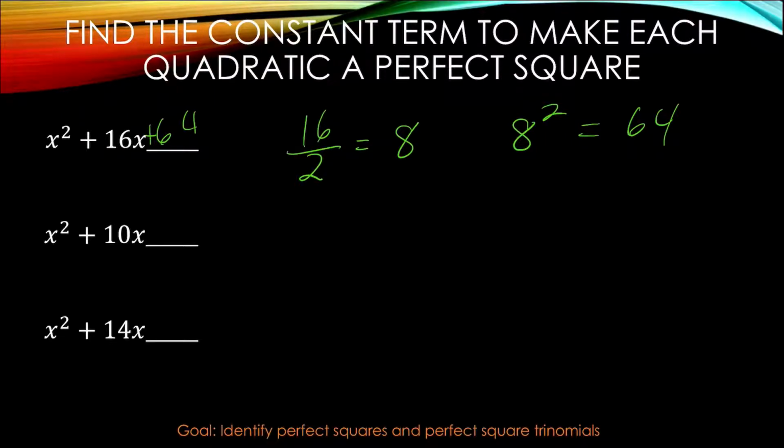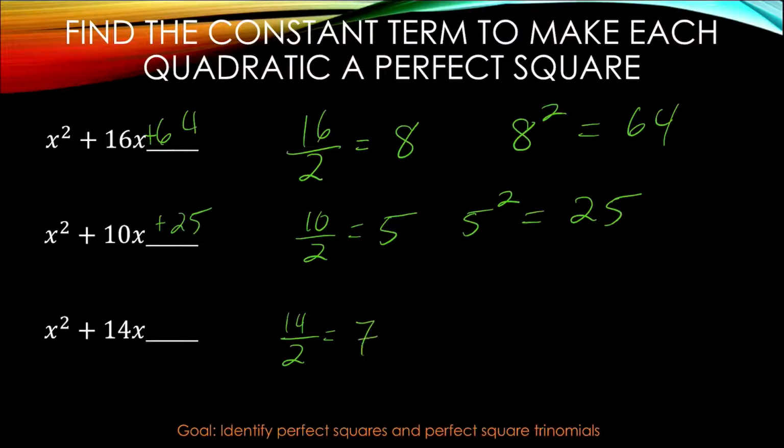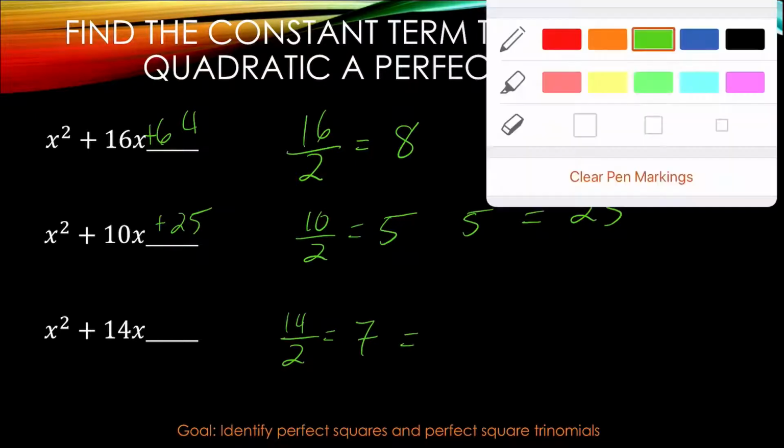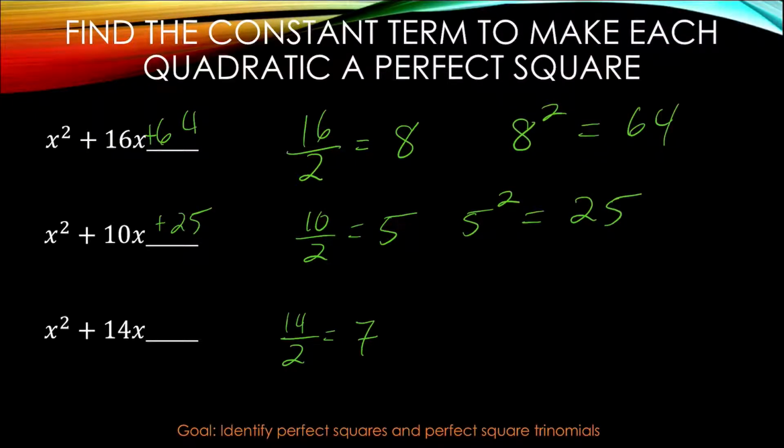Next, I would have plus 10. So 10 divided by 2 equals 5. 5 squared gives me 25. Okay, 14 divided by 2 is 7. We then take 7 squared, and we get 49.